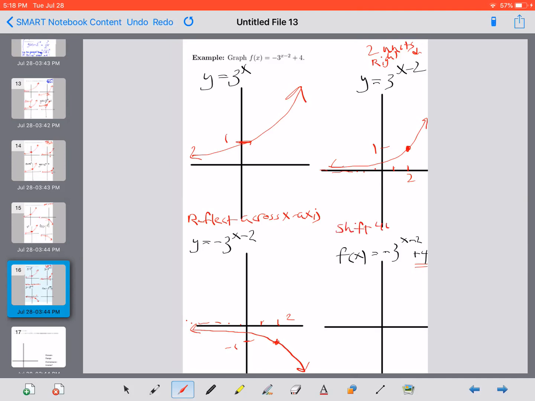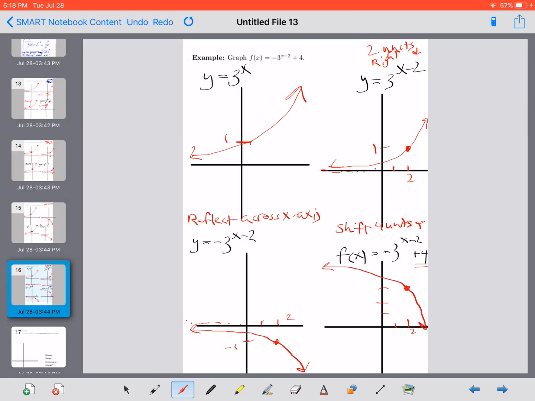And finally, we're going to take the graph we just drew, and we're going to vertically shift it 4 units. Shift 4 units up vertically. And so my point at (2, -1) is going to move up 4 spots. So up to 0, then 1, 2, 3. So now I have a point at (2, 3). Okay? And so the rest of the graph is going to have that same basic shape.